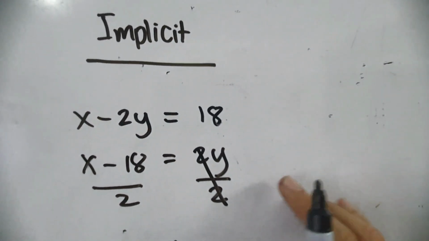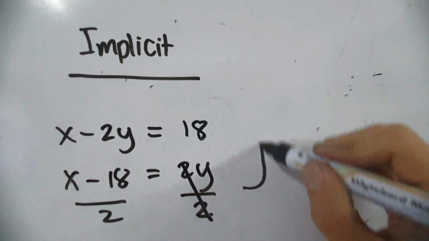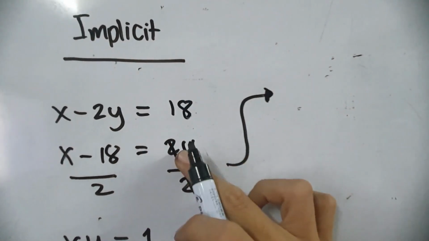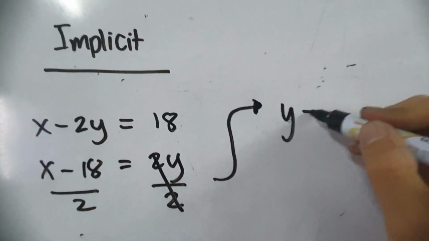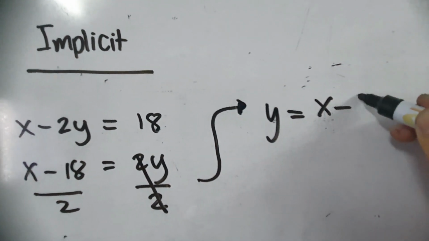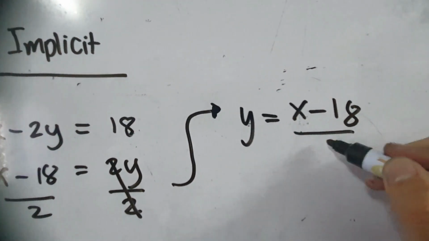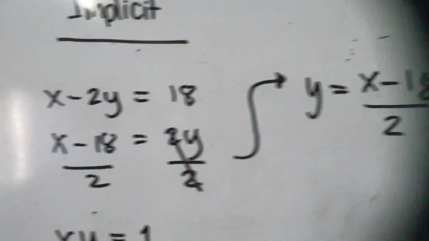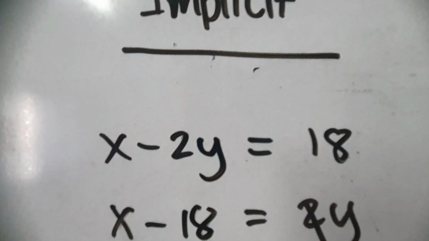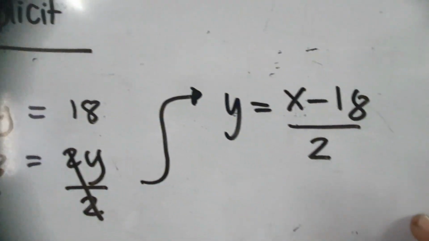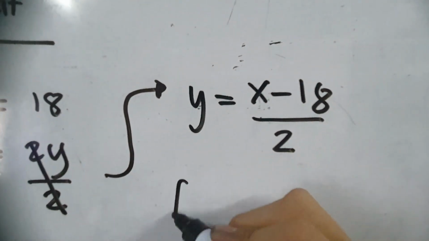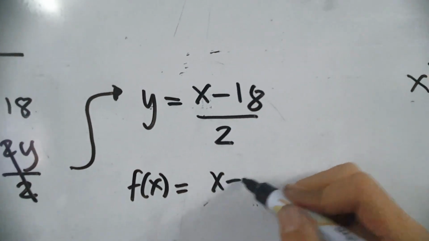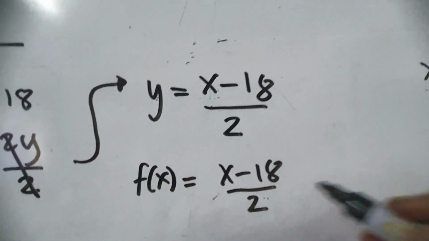So I have now converted this implicit form into an explicit form of y, which is y equals x minus 18 divided by 2. So this is the explicit form of this implicit x minus 2y equals 18. I could now convert this into a function: f of x equals x minus 18 over 2.